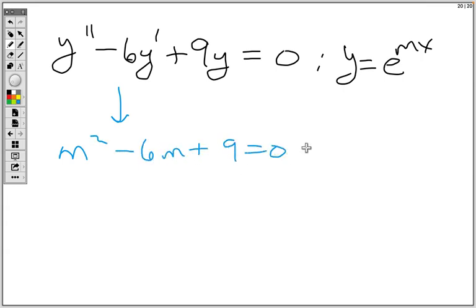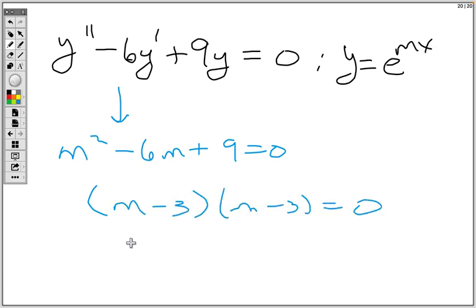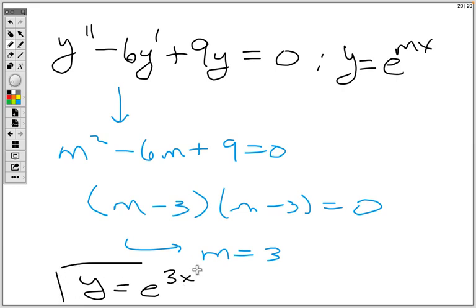All right, so once again, we can try to factor it. If it doesn't factor nicely, we could hit it with the quadratic formula. But how does this one factor? Yep, m minus 3 squared. So this is an example of where the discriminant is 0. And so we get only one solution, m equals 3, which means we only get one factor, y equals e to the 3x.